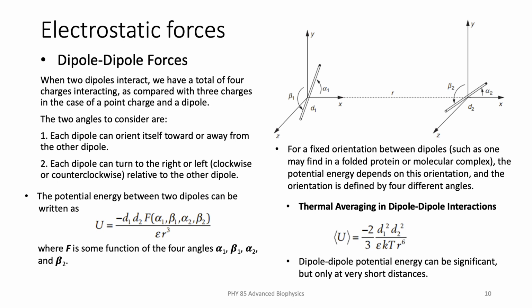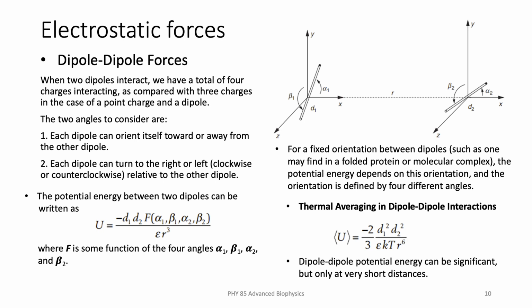Next interaction is dipole-dipole forces. When two dipoles interact, we have a total of 4 charges interacting, as compared with 3 charges in the case of a point charge and a dipole. When two dipoles interact, there are 2 different angles to consider for each dipole, as compared with a single angle to consider in the orientation between a point charge and the dipole.